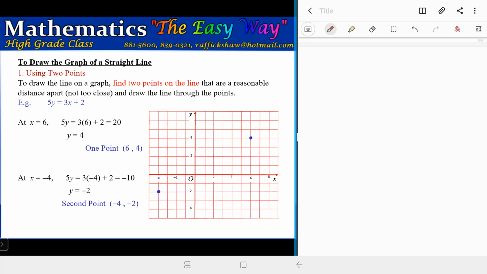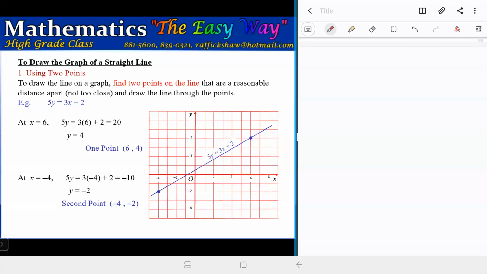But I see the point. Yes, sir. And once you have the point on the graph, all you have to do is use a ruler and draw the straight line through those 2 points, like that. And that is a straight line. All right, and then what you can do now is just maybe label the line.